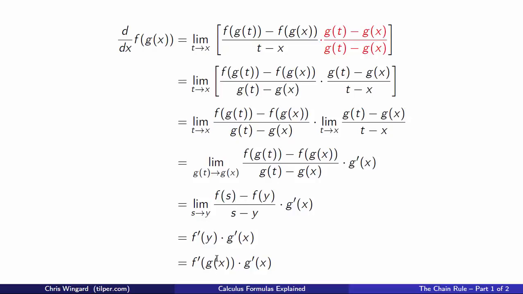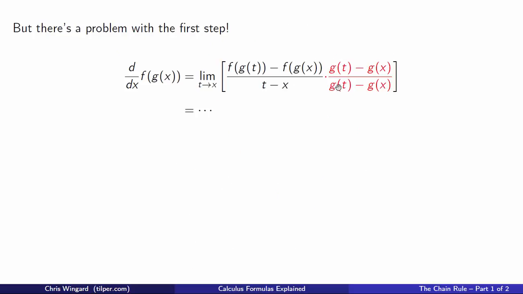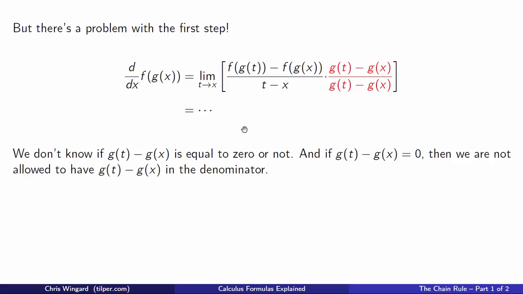So we ended up with this right here, which is what we wanted to show, but if only it were that simple. There's actually a problem with this first step here. In the first step, we multiplied the top and the bottom by g of t minus g of x, and we continued from there.